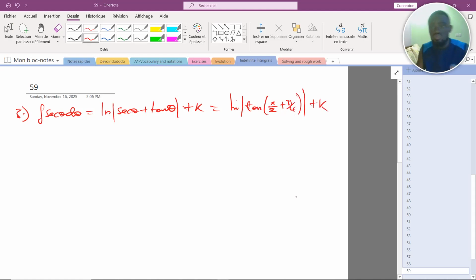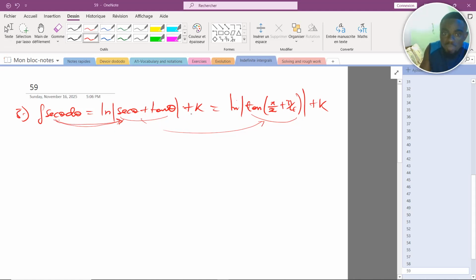The first thing you are supposed to do in this exercise is to first prove that the integral of sec theta is equal to this, because it's very easy to prove. Now, to prove that this integral is equal to this, you will just need to prove that sec theta plus tan theta is equal to tan of x on 2 plus pi on 4. So the first part will be to prove that the integral of sec theta d theta is equal to ln of the absolute value of sec theta plus tan theta plus a constant.